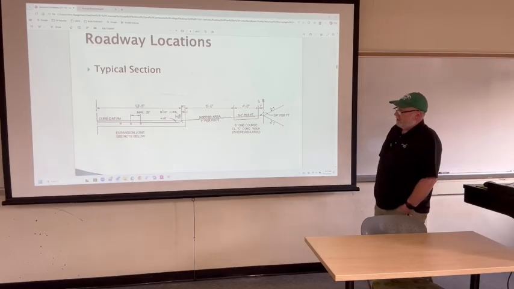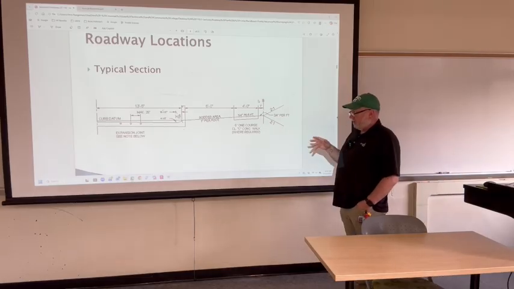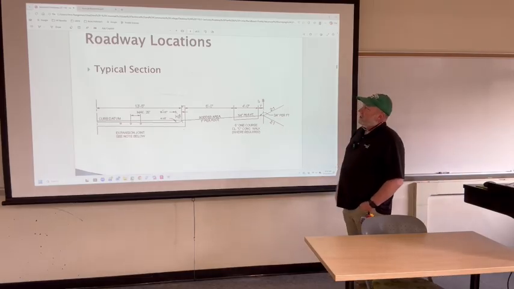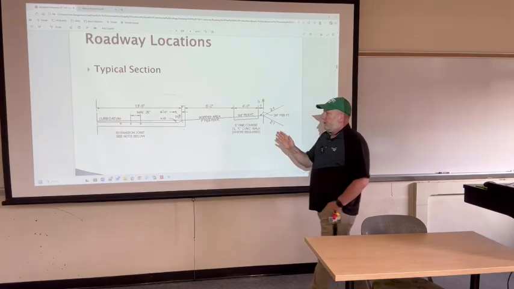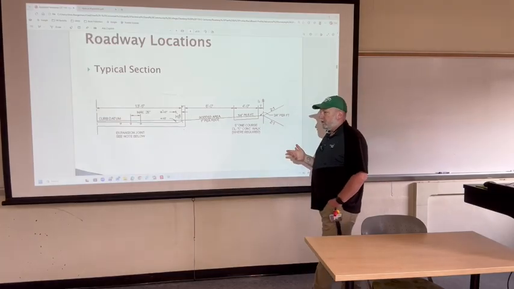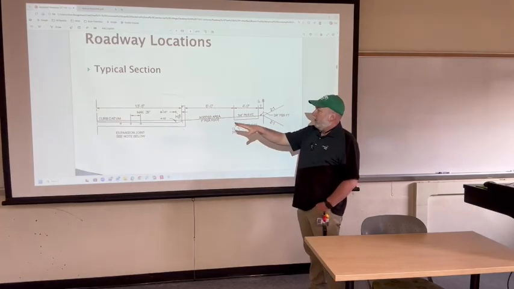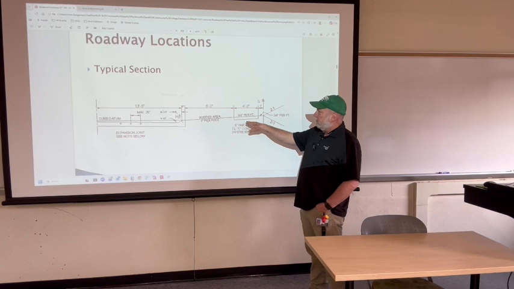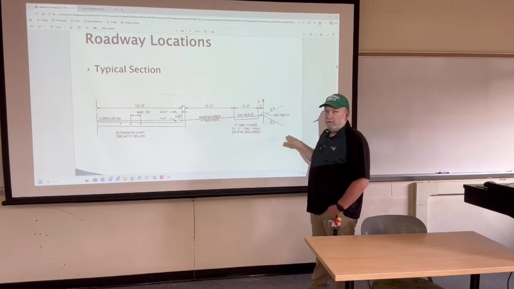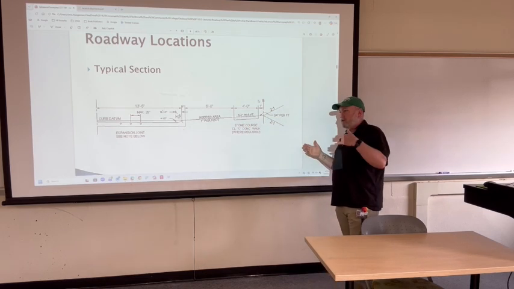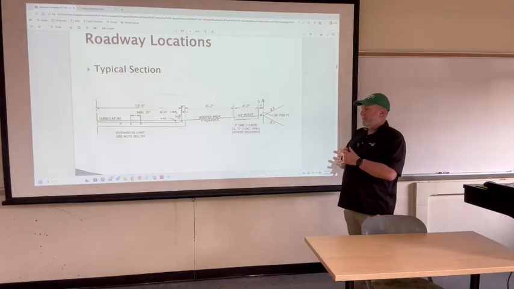Here's a typical section for a roadway plan. I think I touched on this a little bit last week. Talk about it a little bit more. This is half of a roadway. Far left side starting is the center line, how the roadway is to be built, graded out to the right of way typically, and then how it's going to be graded to meet existing, whether it's in a cut or fill area.